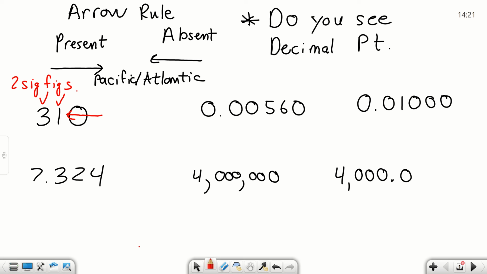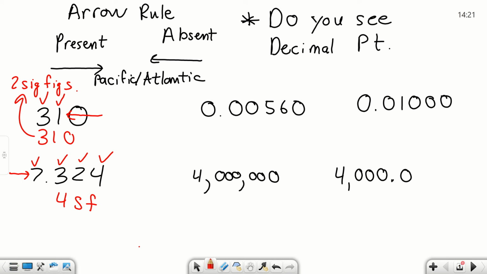We're not trying to do any more math than that. It's not even any math. It's just an identification tool. So this first number, 310, has two significant figures in it. If I go to the next one below it, 7.324, there is a decimal present. That means I come from the Pacific, and guess what? I stop at the first number. That means this number is significant and everything after it. So 7.324 has 4 sig figs, 4 SF.